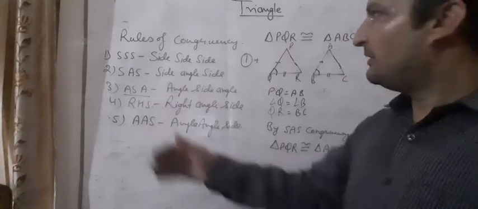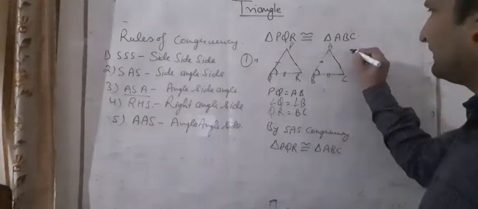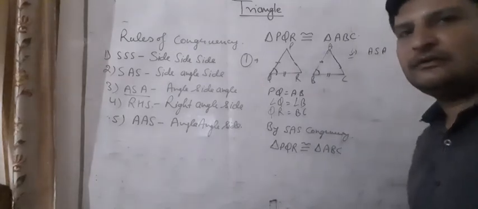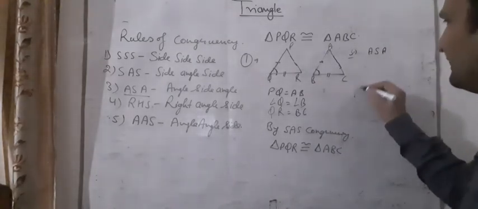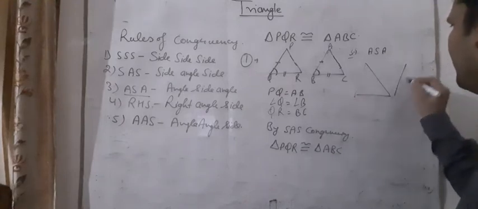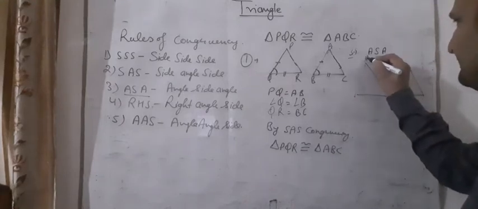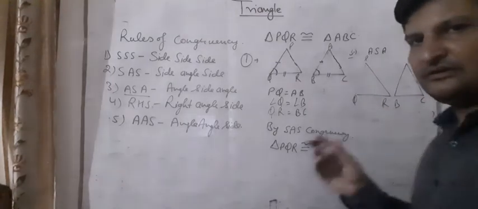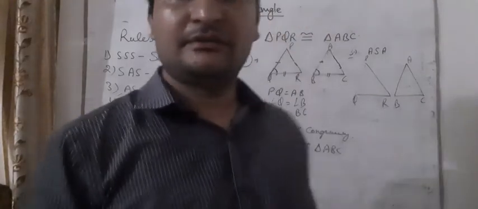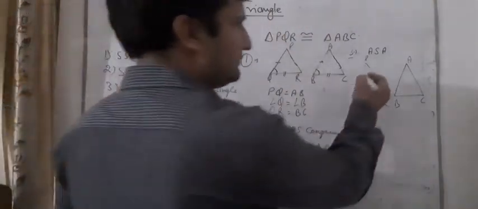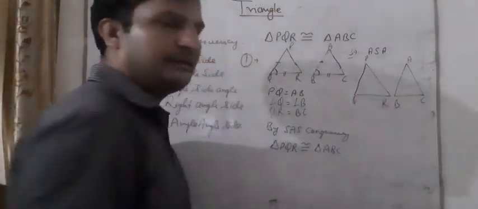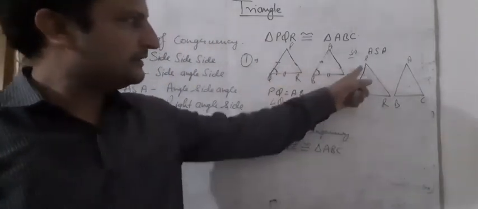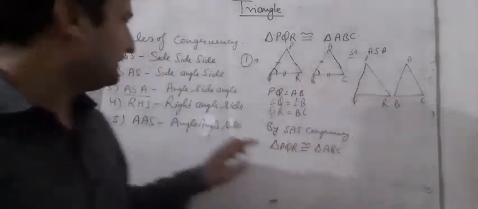Now, students, the third property is angle side angle. The meaning of angle side angle is this: suppose I am making ABC and PQR again. This is PQR. This is ABC. We are taking these two triangles, PQR and ABC, because you can understand it with the help of these two triangles. So we are taking this one, PQR and ABC.